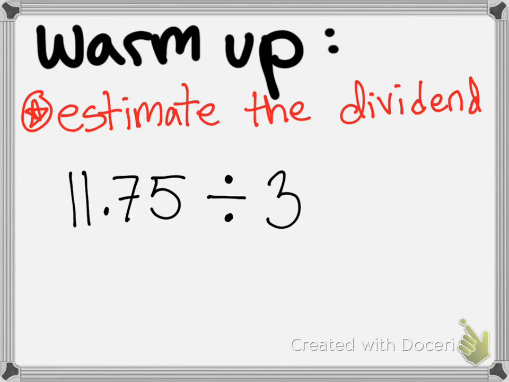So for today's warm-up, I want you guys to solve this problem, but make sure that you use estimation. So we're going to estimate the dividend. Which one is the dividend, just so you know? Miles? 11.75. Yes, 11.75. It's the one in front of the dividing sign. What is the other term called? What is it called, Malia? Yeah, it's the divisor. So I want you guys to do this for your warm-up.